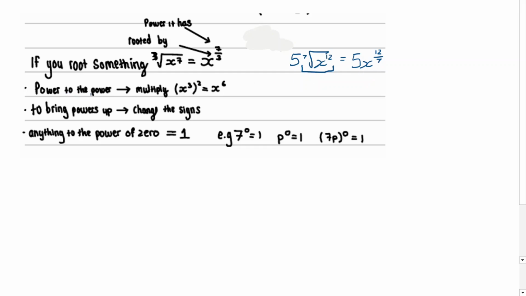The second concept is the power to the power you multiply, and so this doesn't become x to the 5. It becomes x to the 6 because you times the powers together. The way I remember it is because they're separated by a bracket, you multiply.